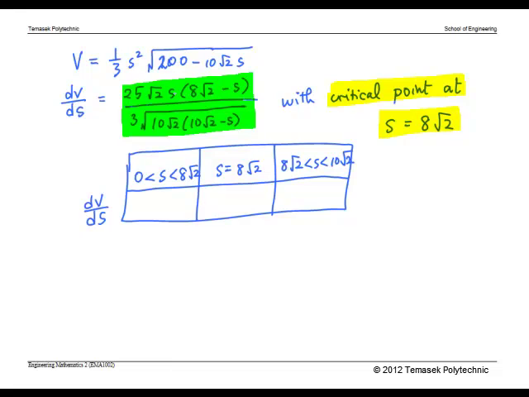Observe this first derivative expression. When S is between 0 and 8 square root 2, it is positive. When S is equal to 8 square root 2, it is 0. And when it is between 8 square root 2 and 10 square root 2, it is negative. Therefore, the tangent line on the left of 8 square root 2 goes up, and the tangent line on the right of 8 square root 2 goes down.